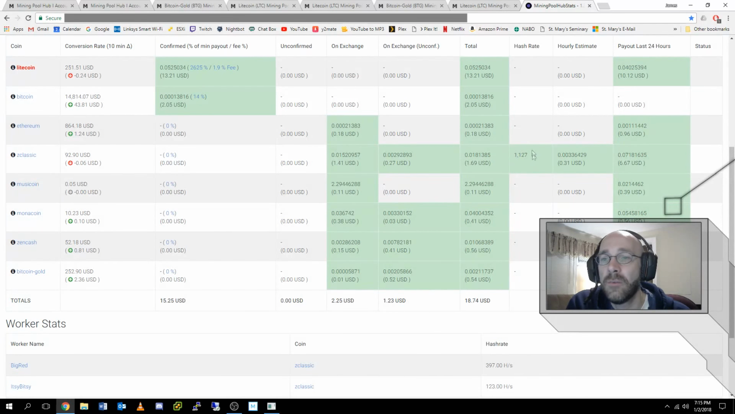I also like the fact that we have hash rate. Interestingly, Z Classic is the only one that's being hashed at right now. This is the only one being mined, so that's why that's all we have reported.